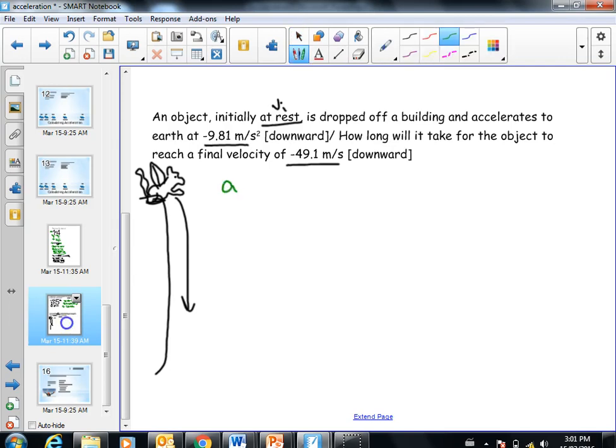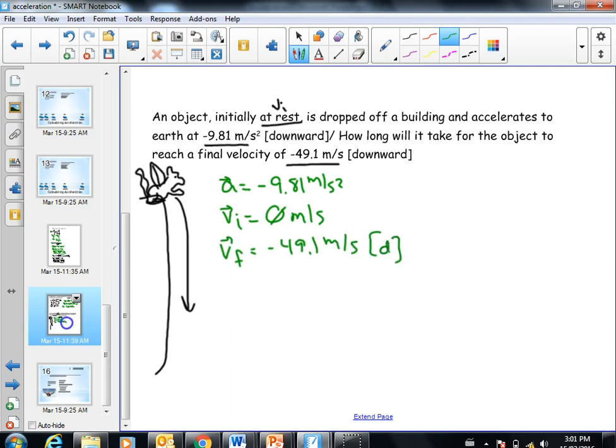Okay, so acceleration is equal to negative 0.981 meters per second squared. This is the acceleration due to gravity, so you can remember that. We're going to look at that later. VI is 0 meters per second, and VF is negative 49.1 meters per second. Yes, downward. Okay, and this is also downward. And what am I looking for? Time. What is the time? How long does this take?